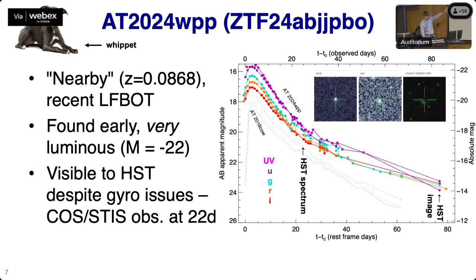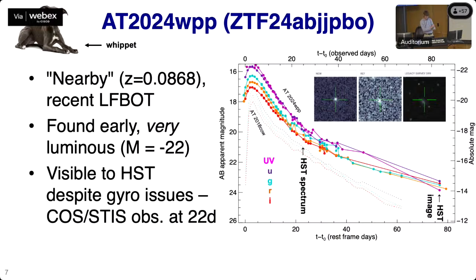But anyway, regardless of what it is, observationally, it is very nearby. It's one of the nearest LFBOT, Cow-like objects that we have to date, at redshift 0.09. It was found early by ZTF. It's very luminous. It's actually significantly more luminous than the Cow itself. And most importantly, it was actually visible to HST despite the one-gyro stuff.